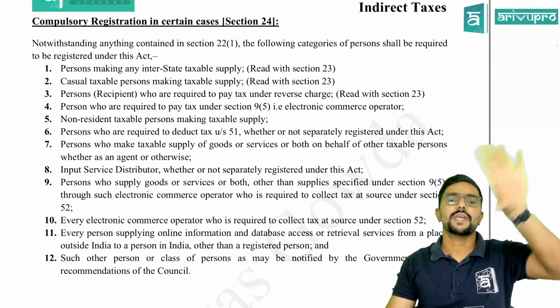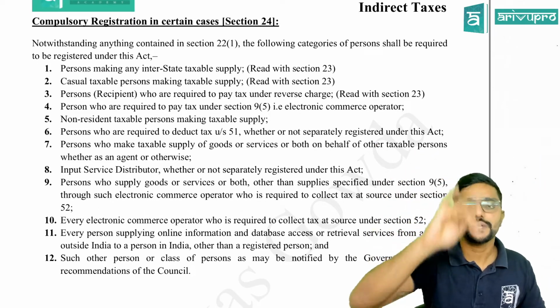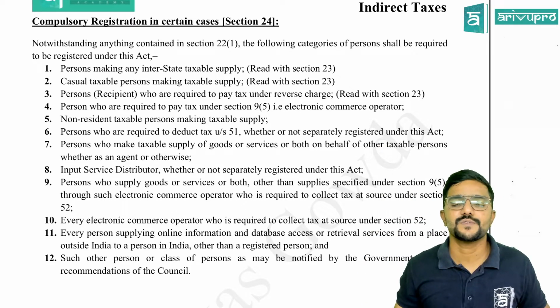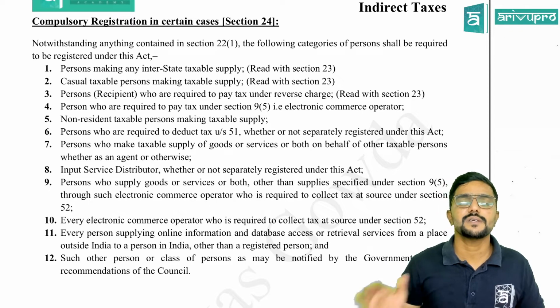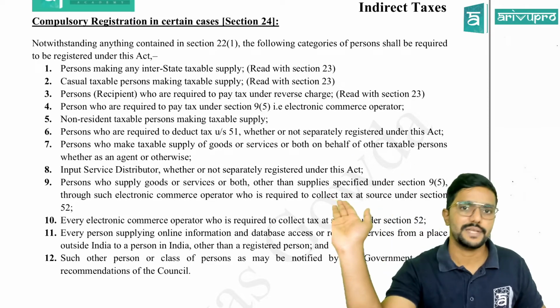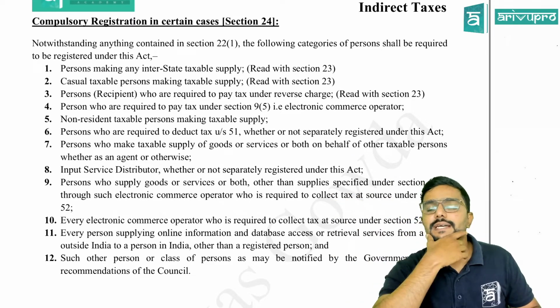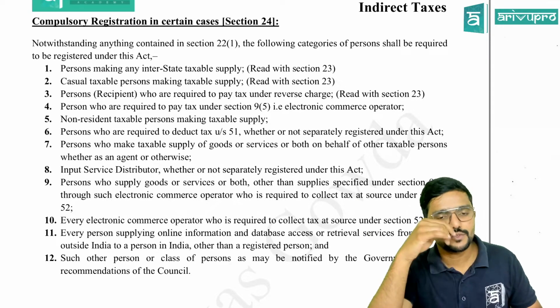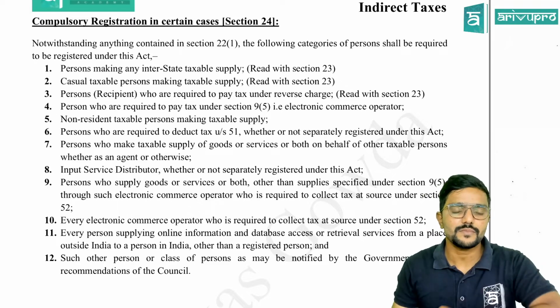22.1 tells us that if the aggregate turnover crosses this limit, you have to get registered. But 24 is overriding 22.1, guys. So that means in the following cases, the turnover limit is not at all applicable. The following categories of person shall be required to be registered under this act. Which are those? One by one.